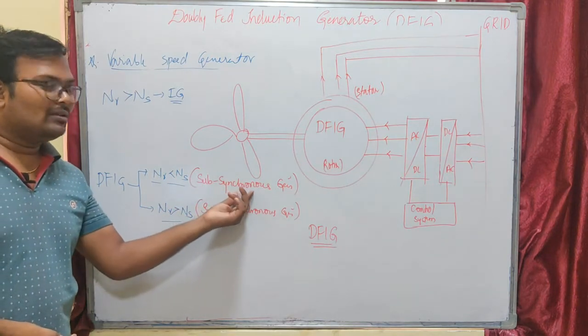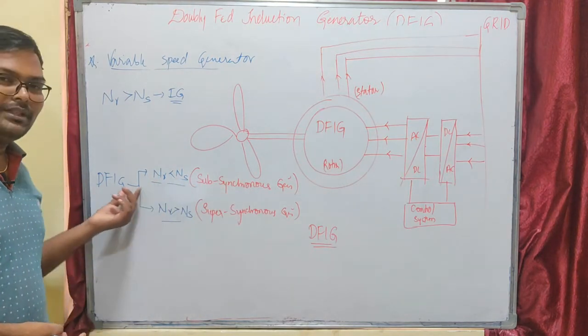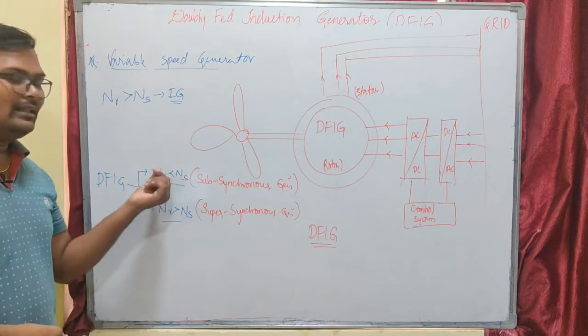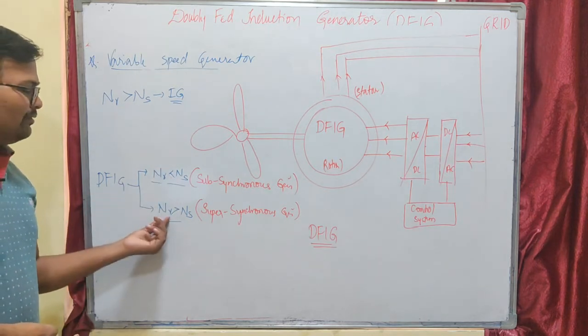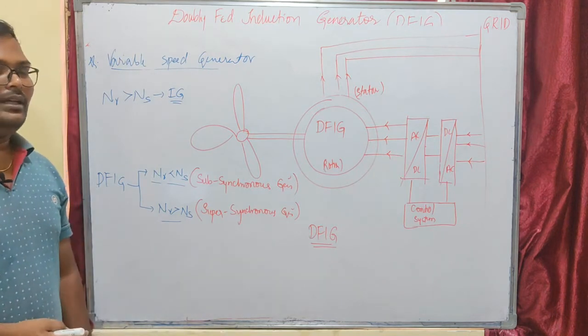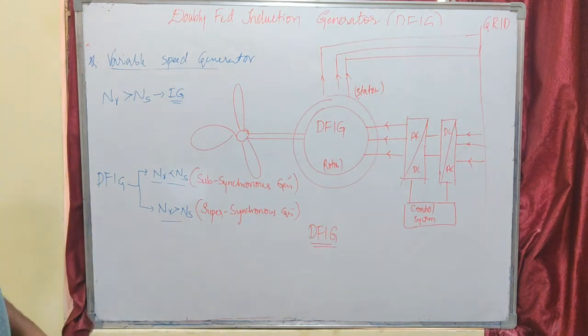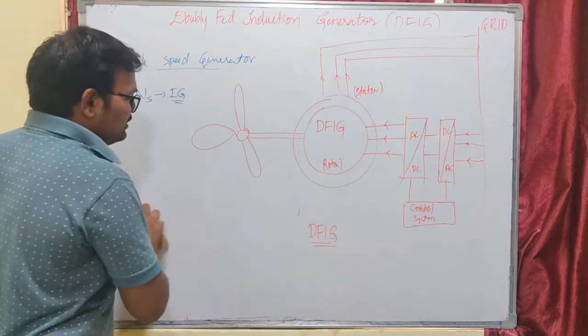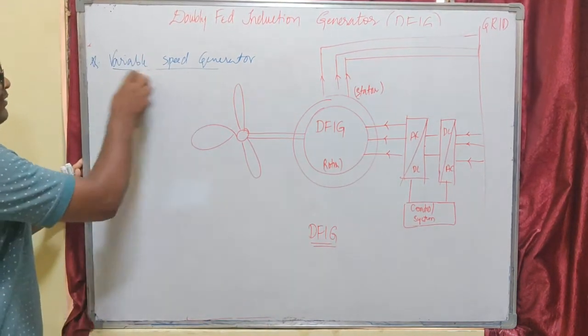Whenever the rotor speed of the doubly fed induction generator is less than synchronous speed, that mode is called subsynchronous generation mode. That means our machine will generate electricity even if the rotor speed is less than synchronous speed. If rotor speed is greater than synchronous speed, that mode of operation is called super synchronous generation. So these are the applications. One is subsynchronous, another is super synchronous, and it is a variable speed generator.